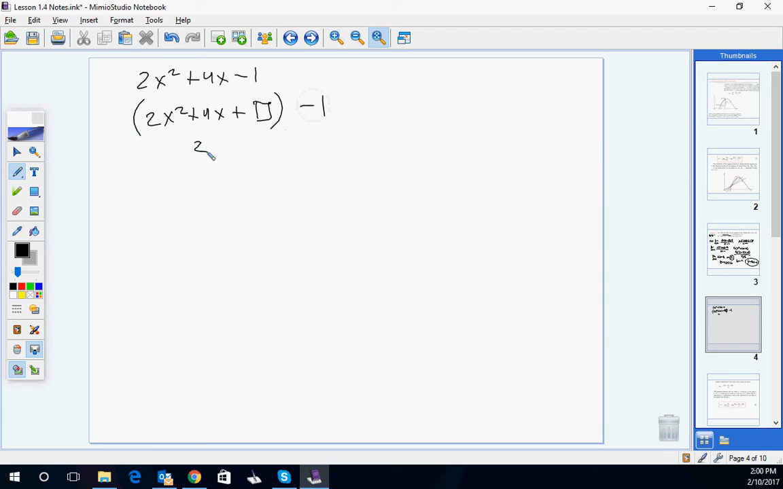Half of 4 is 2. 2 squared goes here. Oh, sorry. Dang it. Have to pull a 2 out first. There we go. Half of 2 is 1. 1 squared is 1. We're completing the square to get in vertex form, because vertex form is easier to graph. Okay. 2 times 1 minus 2.